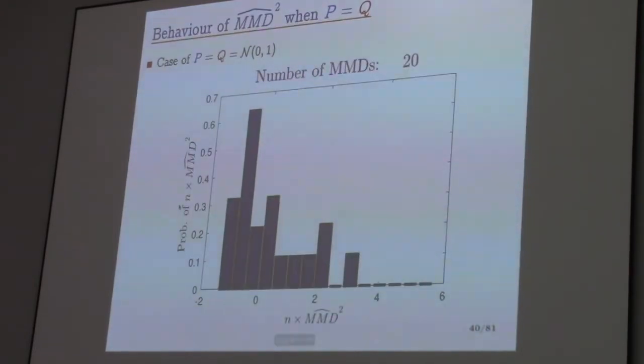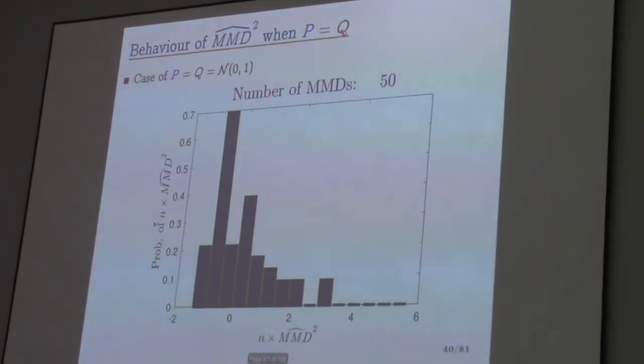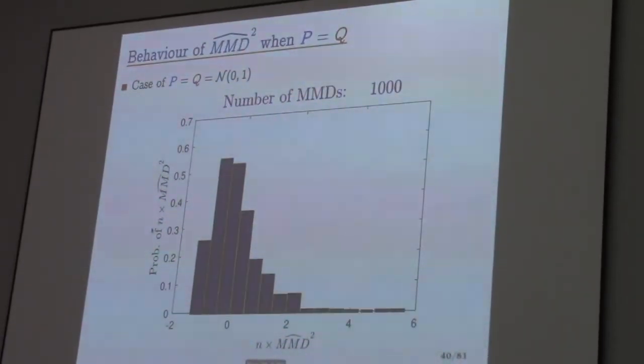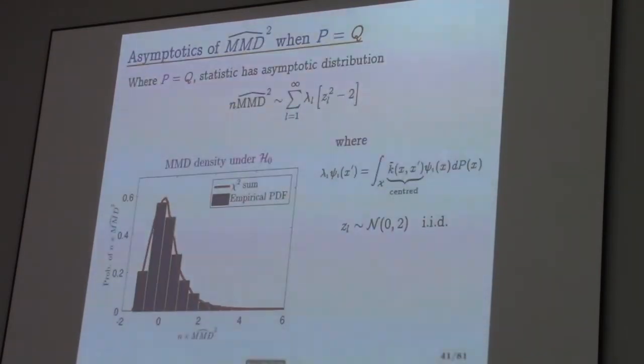So here is 20. Here is 50. Here is 100. Here is 1,000. It's not looking very Gaussian. Why is this? Well, in this case, when P and Q are the same, we have degeneracy. So it's like a degenerate statistic.